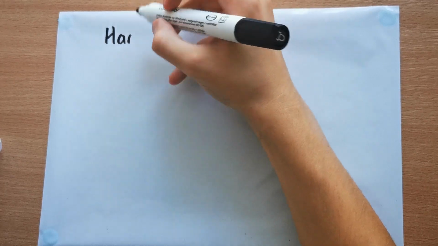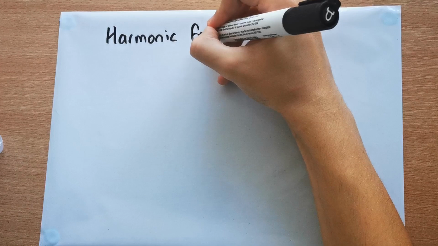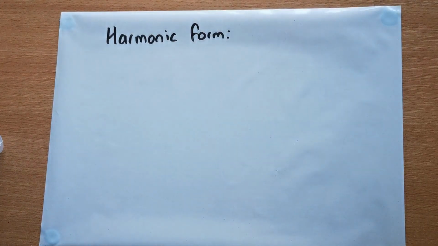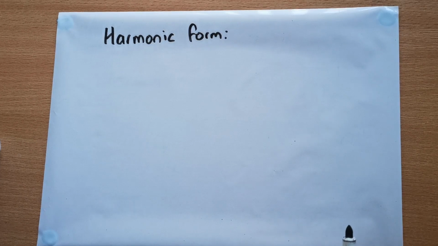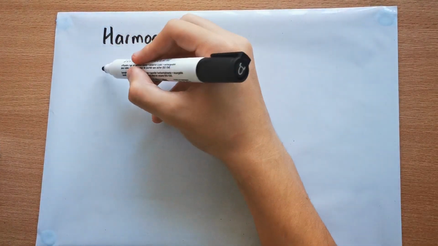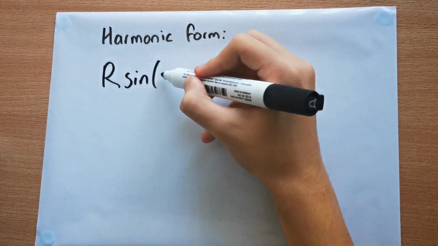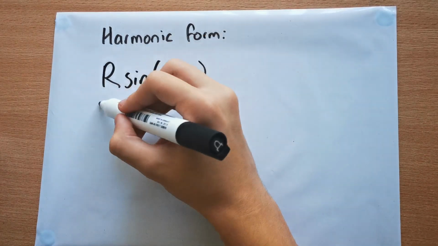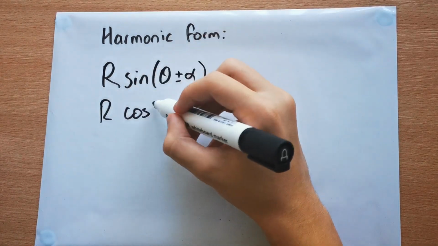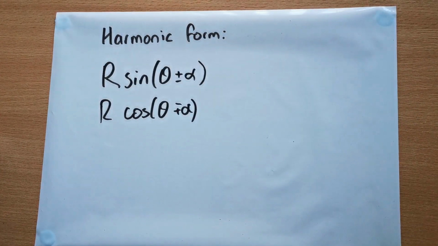Okay, so the final thing in A2 trigonometry is harmonic form. Now, this has always kind of confused me because I probably only got it until a couple weeks ago. So basically it is about this formula, r sine theta plus or minus alpha, or r cos theta minus or plus alpha.